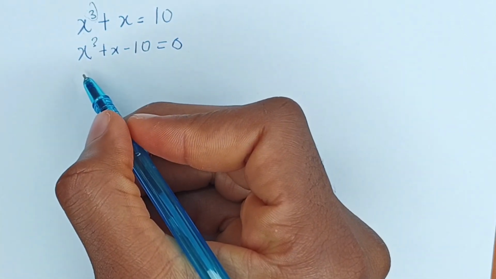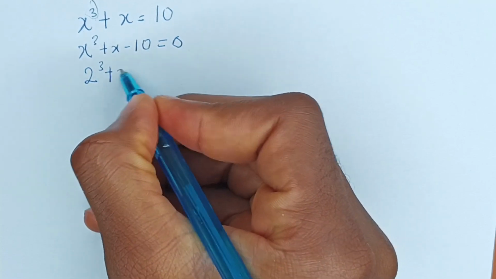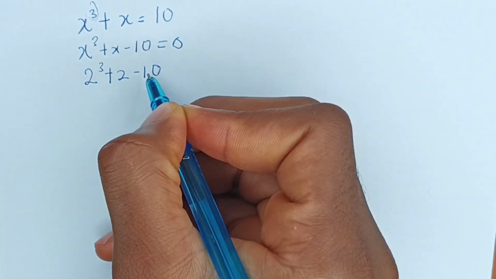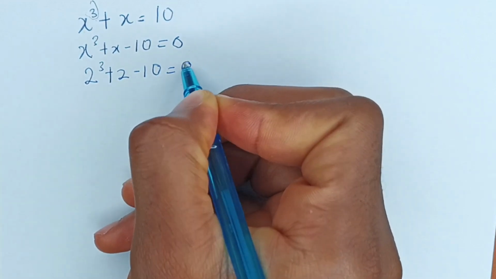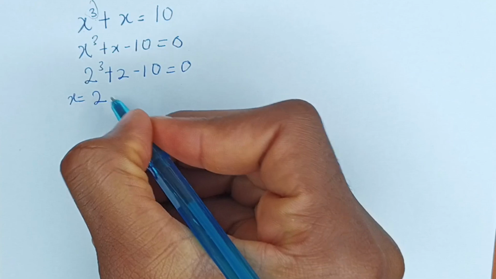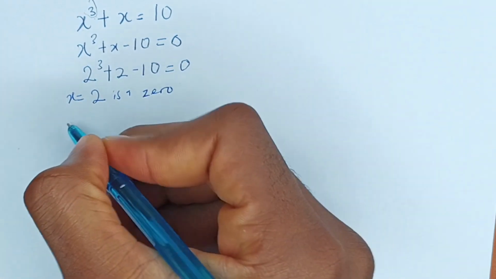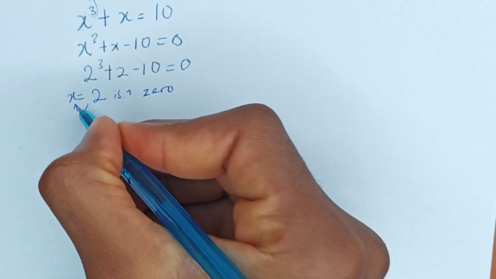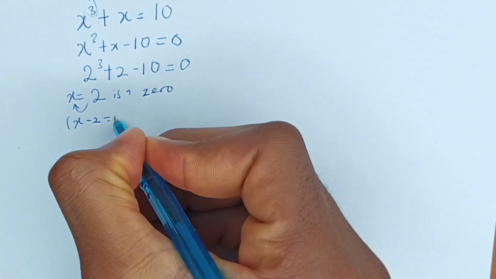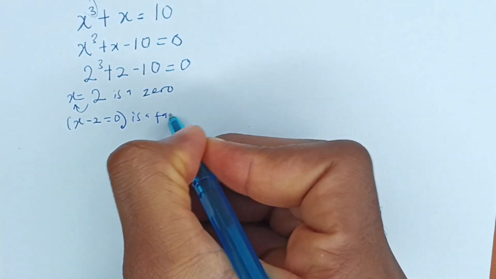Hence, by deduction, I can deduce that the number is 2: 2 cubed plus 2 minus 10. And 2 cubed is 8, plus 2 is 10, minus 10 is equal to 0. Hence, we say x is equal to 2 is a 0. But when you cross 2 over to this side, you're seeing that x minus 2 is equal to 0. x minus 2 is a factor.